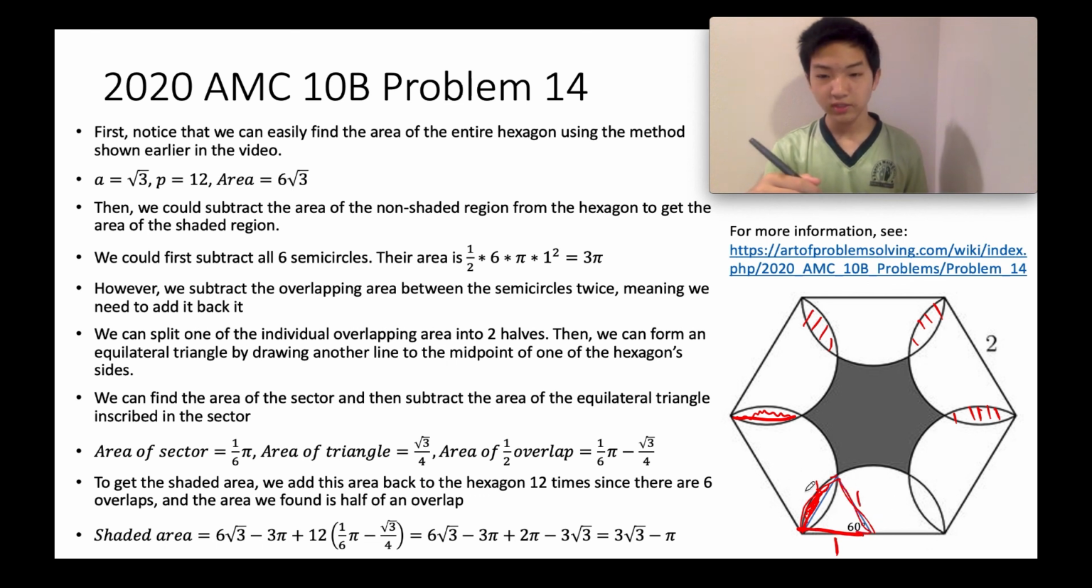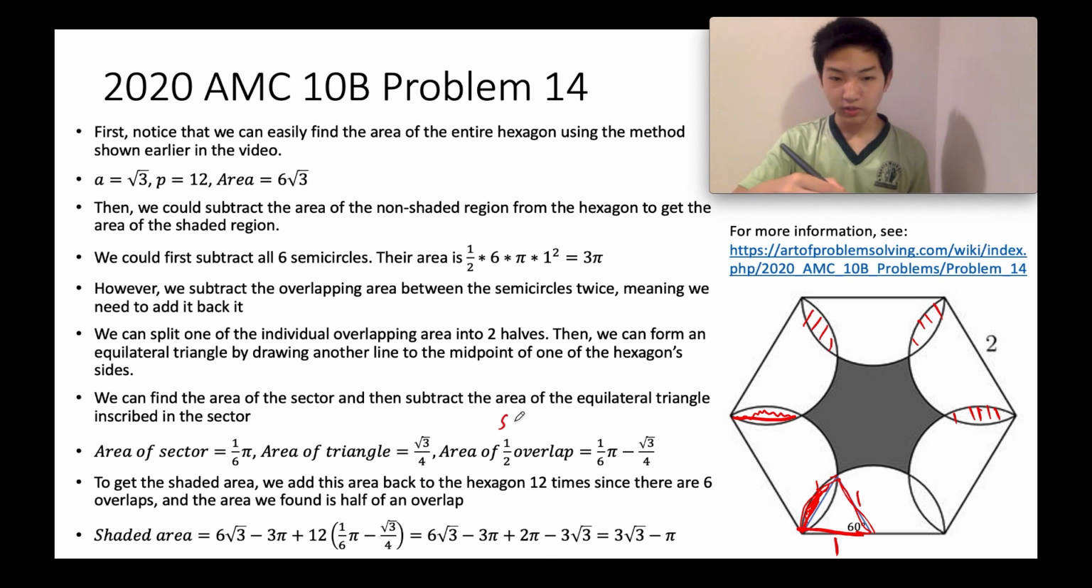Well, the area of the sector would be easy to find because it's just 1/6 of the entire area of the circle. So the area of the sector is 1/6 pi. Well, then we find the area of the triangle. There's a formula for the area of an equilateral triangle, which is s radical 3 over 4, where s is the side length. So you can see how it works there.